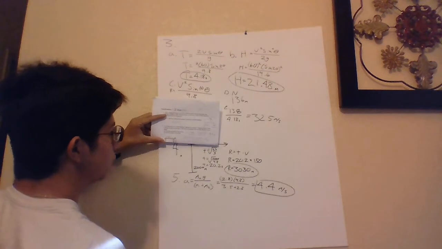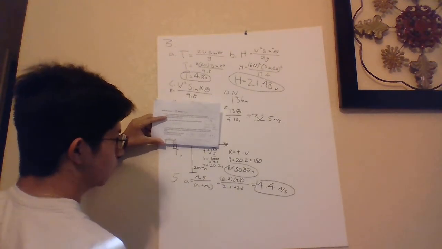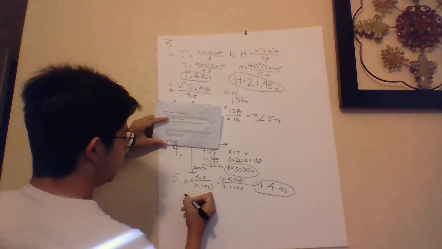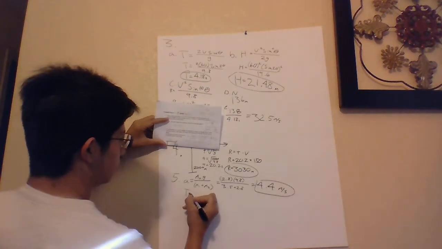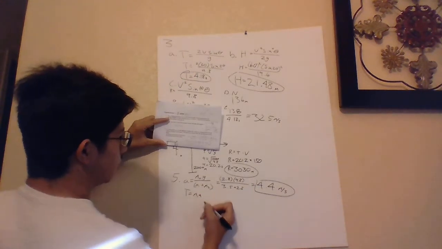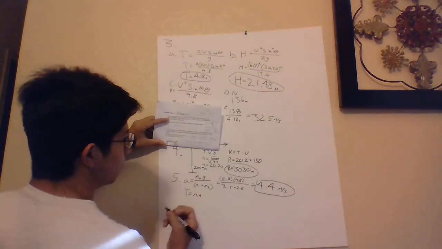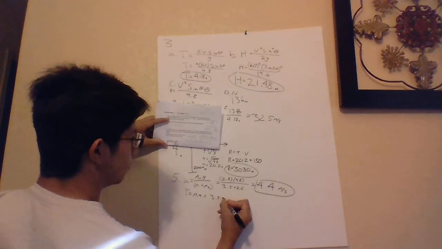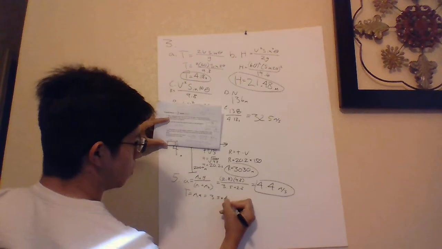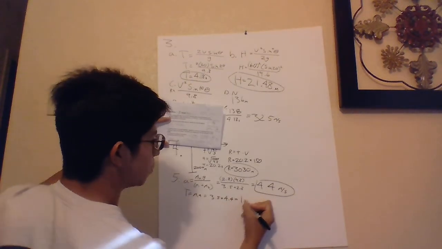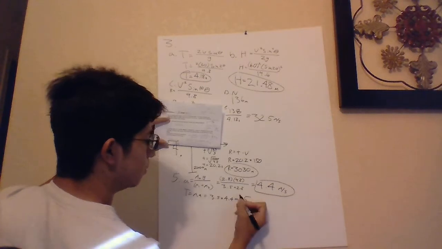To find the tension in the string, I use the formula once again. Tension was mass 1 times acceleration. So 3.5 times 4.4. So the tension in the string was 15 newtons.